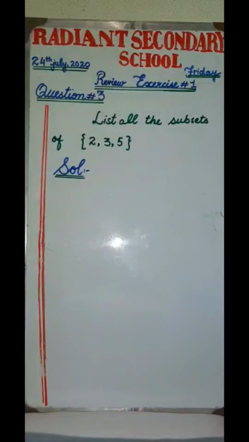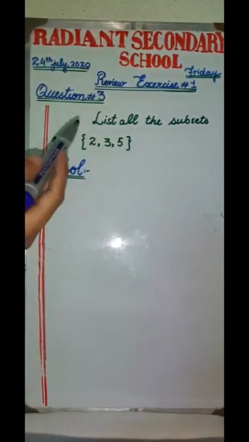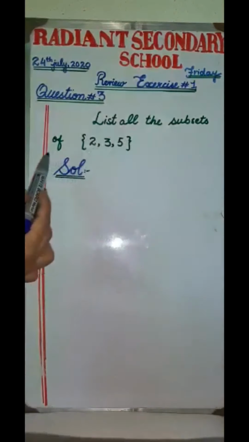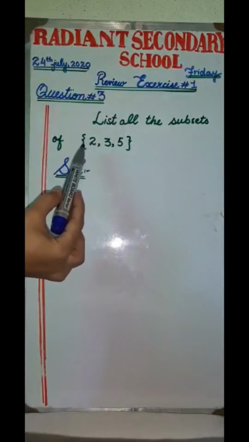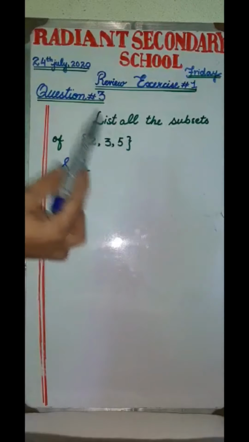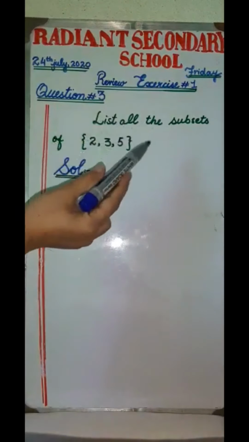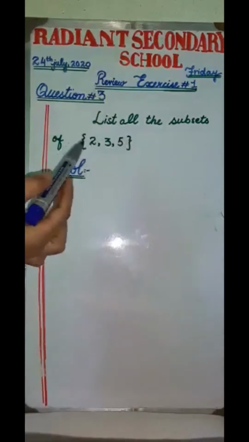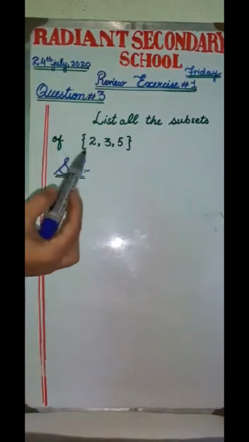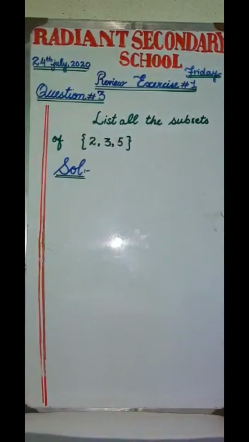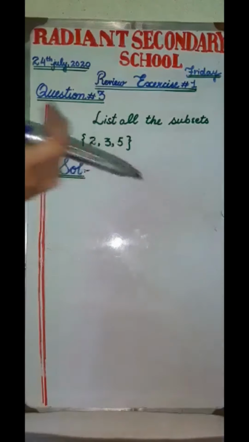Students, we have done question number 2. Now we have to do question number 3. The statement of question number 3 is, list all the subsets of the given set 2, 3, 5. Okay, in this set 3 elements are there, 2, 3, 5. And we have to know how many subsets should be made from this set.